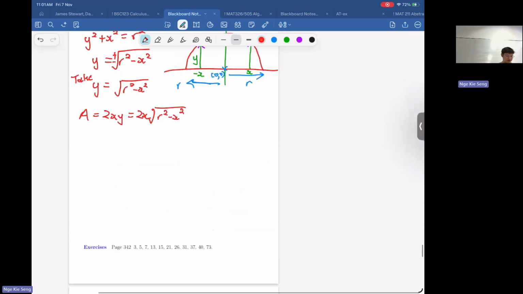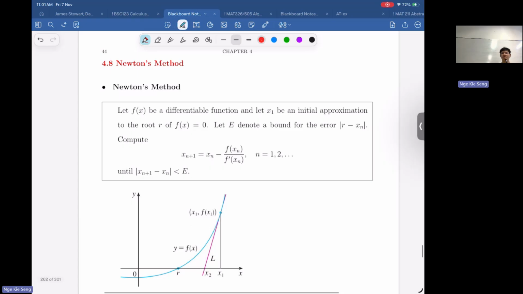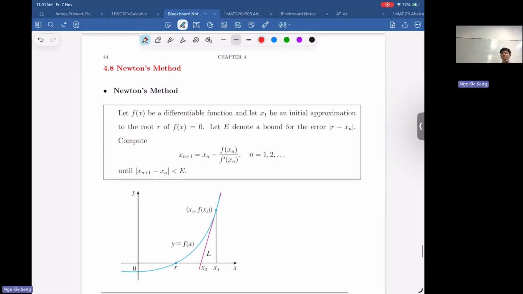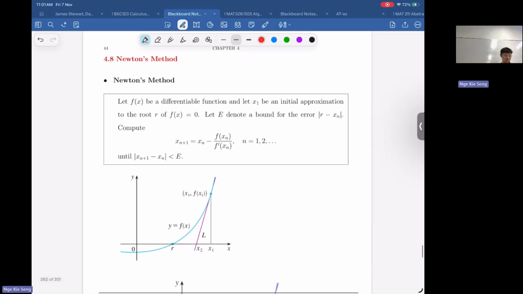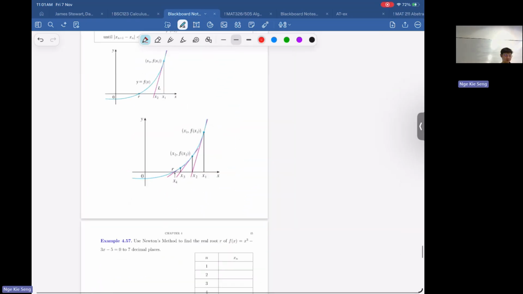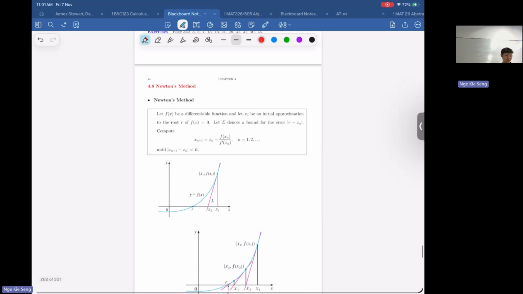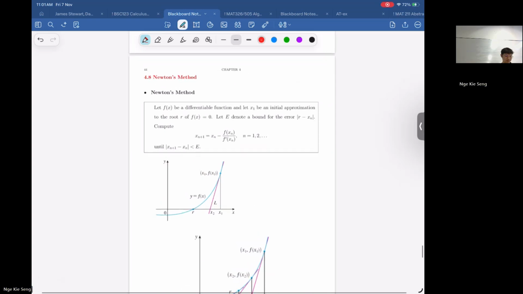Before we finish, section 4.8, we won't be covering this. It's not in your test either. If you want to learn it, it's fine. Did you learn Newton's method to find roots before you came to university? We won't cover this in our test, but you can learn it yourself if you want. It's just an application of our derivative.